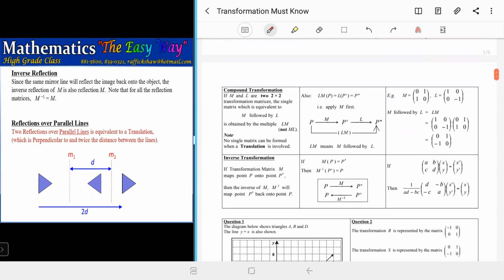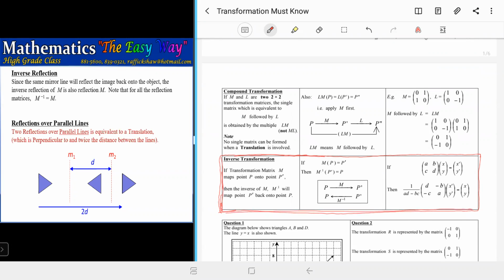You can also maybe study the inverse. The inverse is supposed to make sense to you. An inverse matrix will do the opposite of what the matrix did. All right, so that's that. So study those that I've marked.